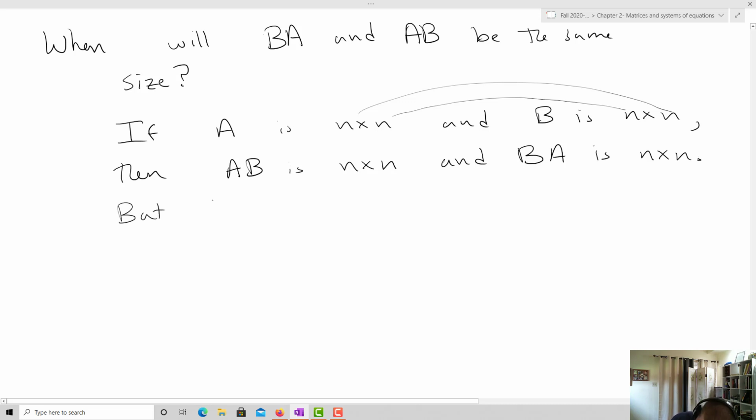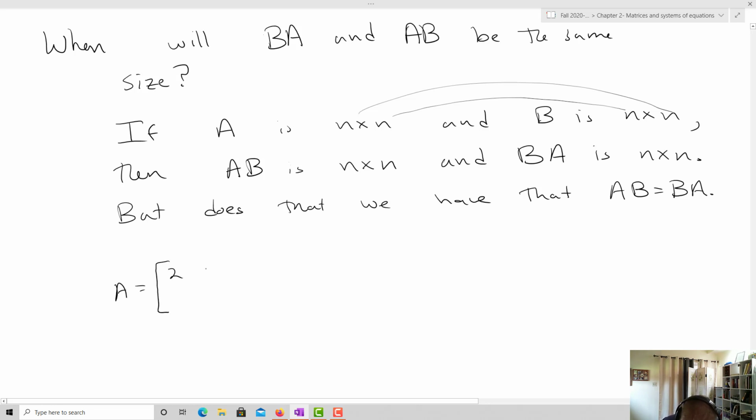But does that mean that we have AB equals BA? Is that the case? Let's check it out. Let's see an example to see if that actually is the case. Because if we find one example in which it's not true, we're good to go. We actually have shown that, in fact, the two are not the same. So let's take two of them. We'll let A equal 2, -1, 3, 1, and we'll let B equal 5, 0, 1, -2.